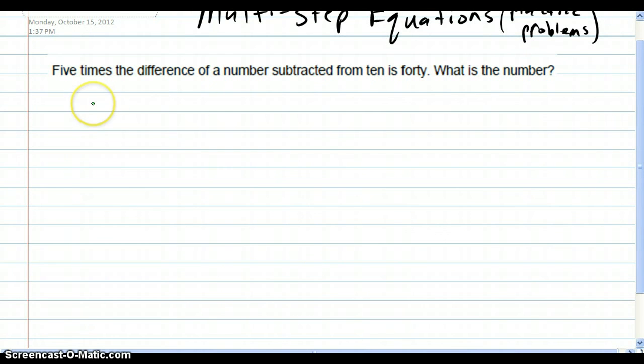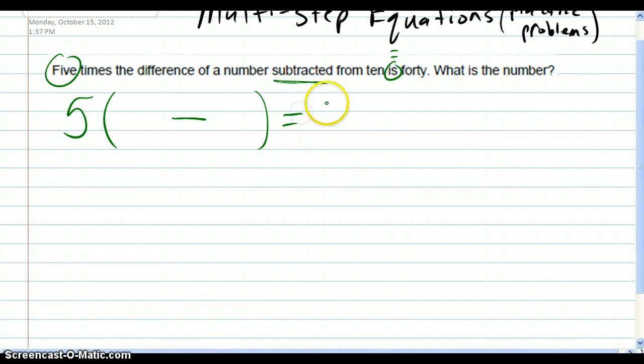Alrighty. I know the word problem's a little tough, so we're going to go over another one. This one says 5 times the difference of a number subtracted from 10 is 40. What's a number? Okay, so 5 times the difference of a number subtracted, or subtracting again, subtraction, is means equals 40. Okay. So a number subtracted from 10.